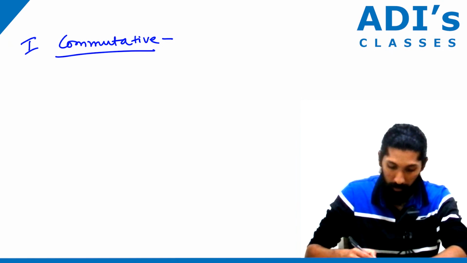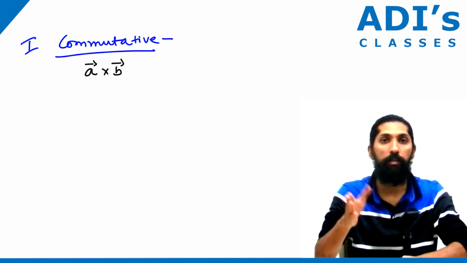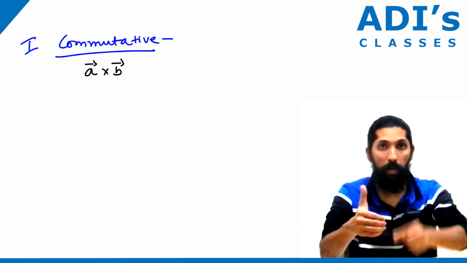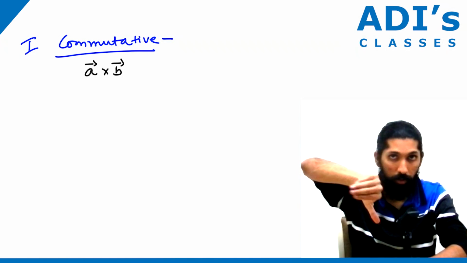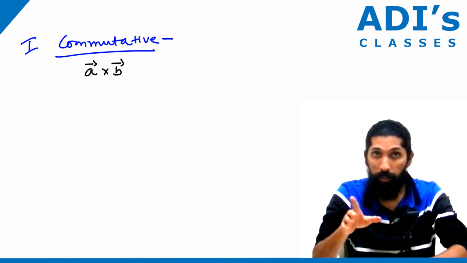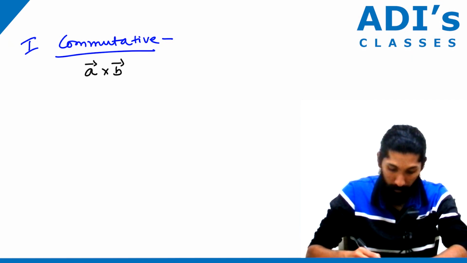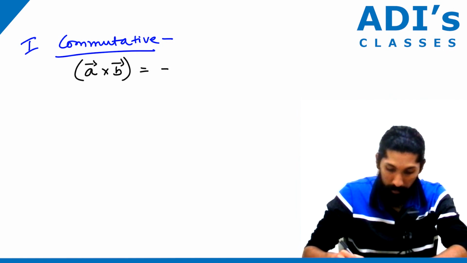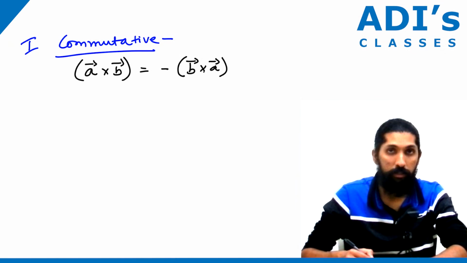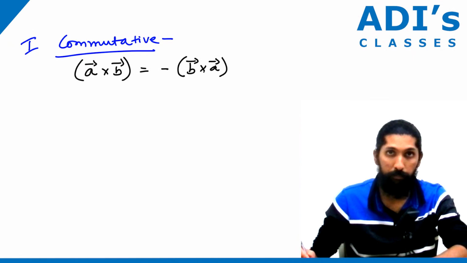Because here, when you do A cross B, guys, think about it. This is A, this is B. A cross B, when we do, it goes up. But when you do B cross A, same thing is going down. So in vectors, direction is very, very important. That means whenever we do A cross B, this is equal to minus of B cross A. In the sense, it is not commutative.